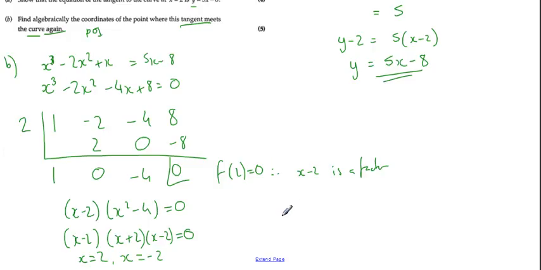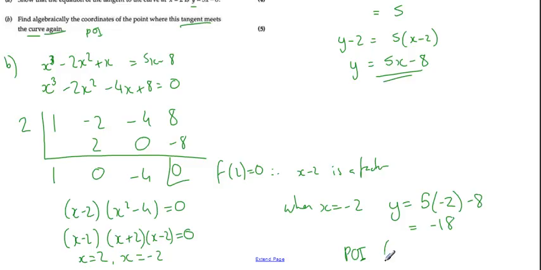Okay, forgive me, I'm just going to bring my work over here to the right. So when x equals negative 2, to find the y coordinate, I can sub back into either equation. I'll probably choose this 5x minus 8 rather than the cubic because it'll be nice and straightforward. So 5 times minus 2 is minus 10, minus another 8 gives you minus 18. So the second point of intersection is going to be (minus 2, minus 18).